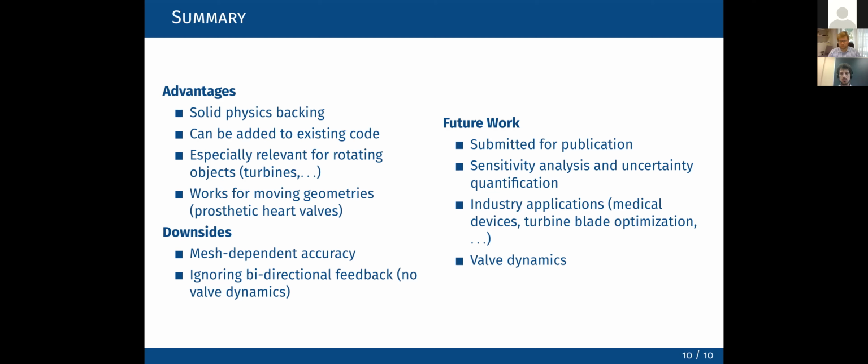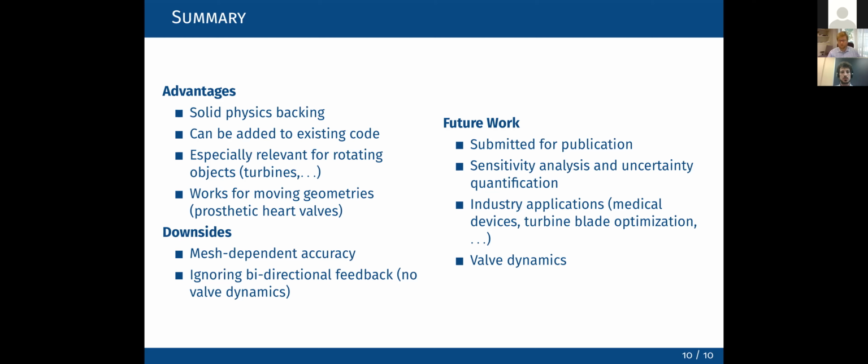One of the problems with LES simulations, you have a mesh-dependent accuracy. The finer you resolve your mesh, the more things you see. And also, I simplified for the 4-chamber heart quite a lot, so there's no bidirectional feedback.